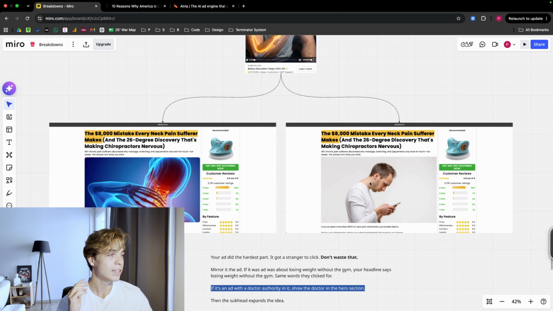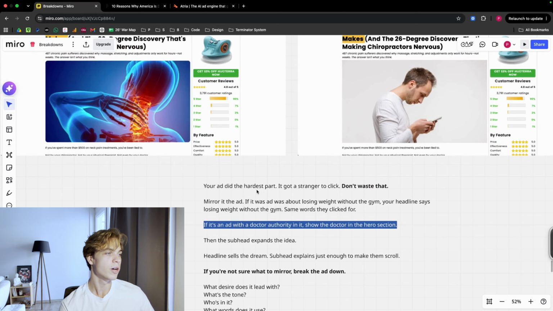They need to think, and that extra second, two seconds, three seconds that they spend thinking, you're just making them put more effort into this, and this is what makes them click off, because this person does not want to put effort into this. You're at the hardest part basically. You got a stranger to click, so you can't waste this. You need to mirror the ad.